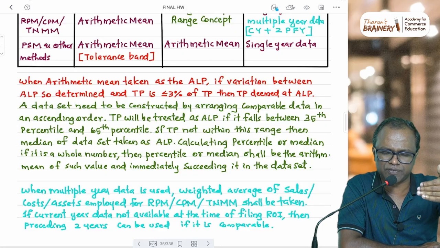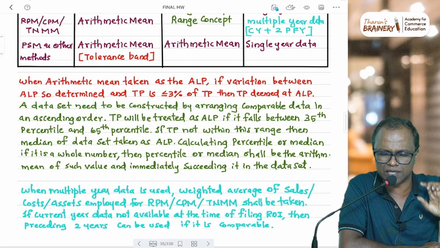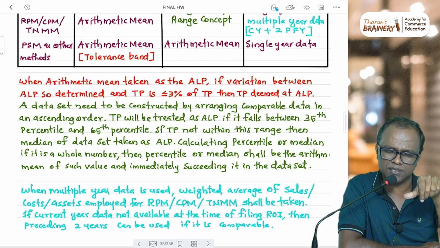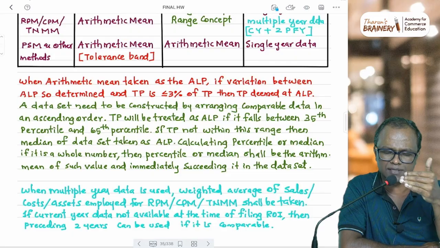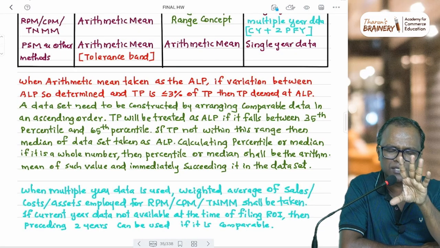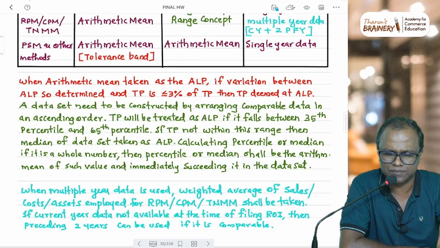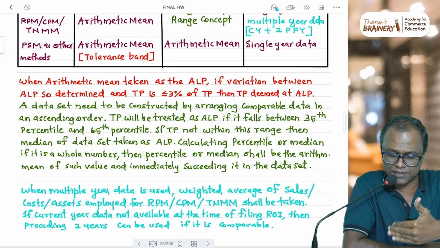Then find out the 35th percentile and 65th percentile. If the transfer price falls between this range, the TP will be accepted. If it is not within this range, go and find out the median of the data set, and the value corresponding to that median should be taken as the arm's length price. So this is the range concept.